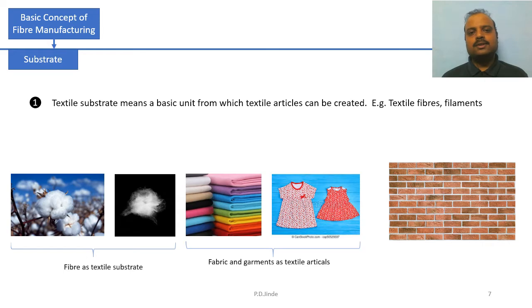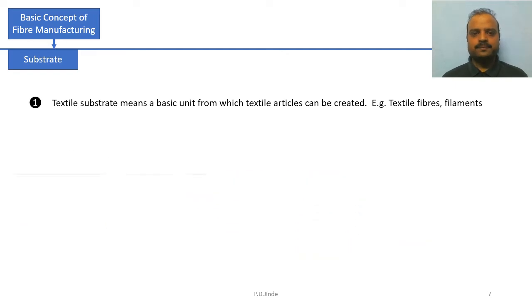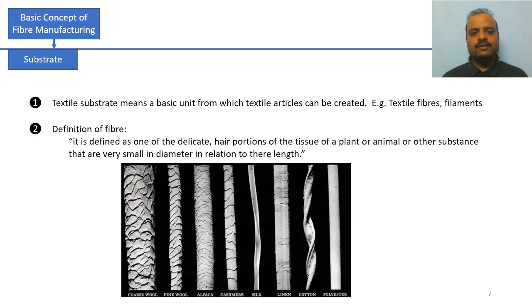Fiber is a very important aspect of the textile world. Let's define this textile fiber. It is defined as one of the delicate hair portions of a tissue of plant or animal or other substance that are very small in diameter in relation to their length.